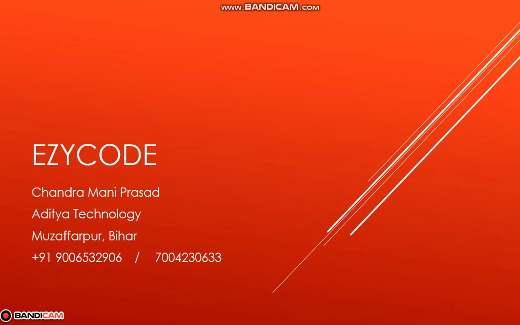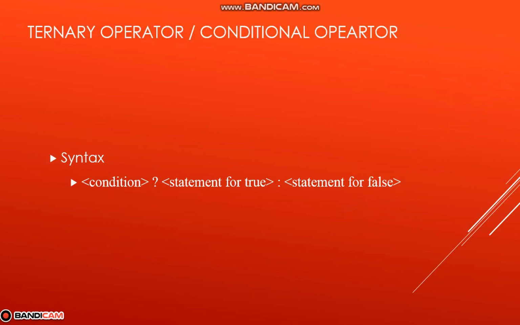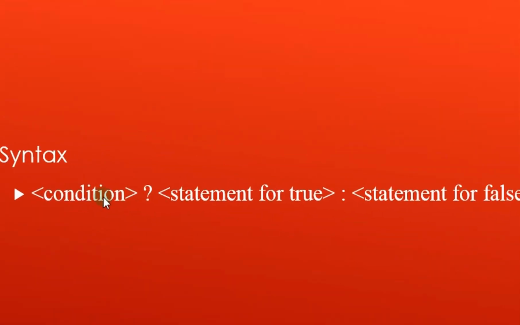Today in this video we will learn about the conditional operator, also called the ternary operator. In this conditional operator, first of all it will check the condition, and if the condition becomes true, then the statement after the question mark will be processed. And if the condition becomes false, then the statement after the colon symbol will be processed.